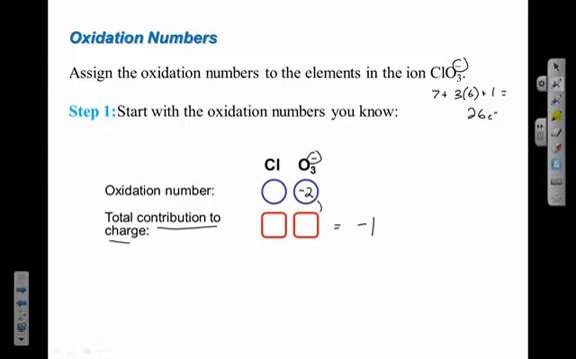Since I have 3 of those, the sum of each of those oxygen's oxidation numbers will be -6. So what must be the oxidation number of the chlorine? If I'm going to add these together and have it add up to -1, it's going to have to be 5. 5 minus 6 equals -1. So the oxidation number of the chlorine, since I only have 1 of those, is going to be 5. Questions about that?